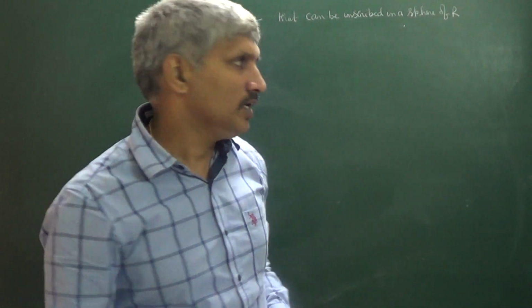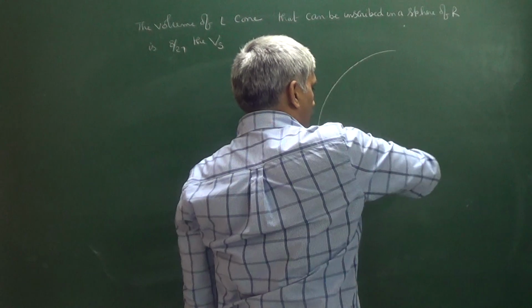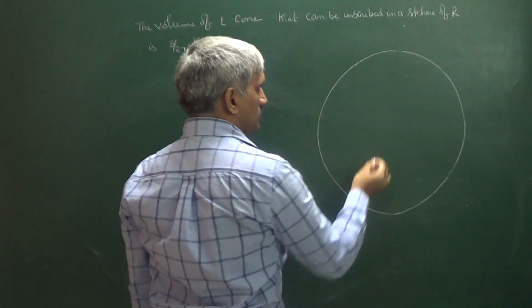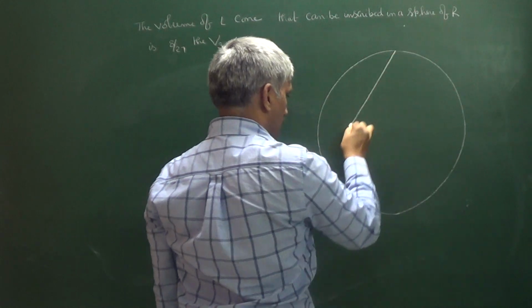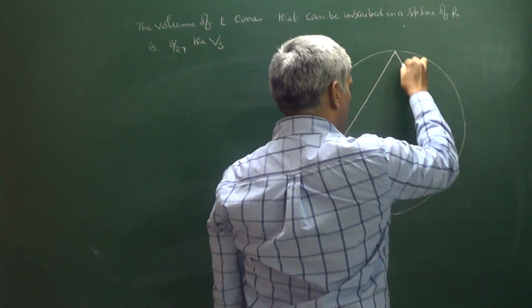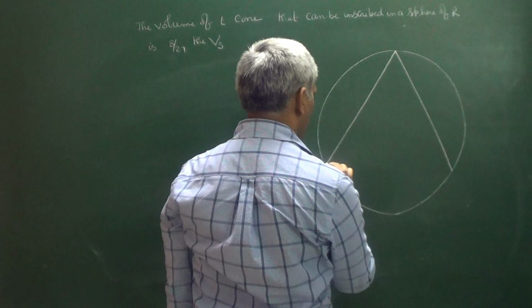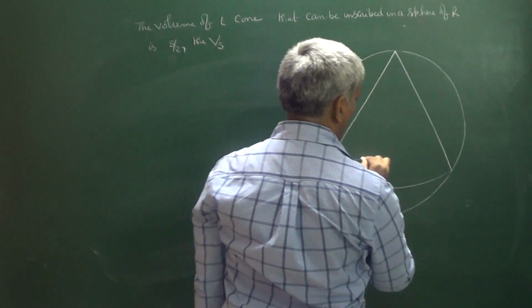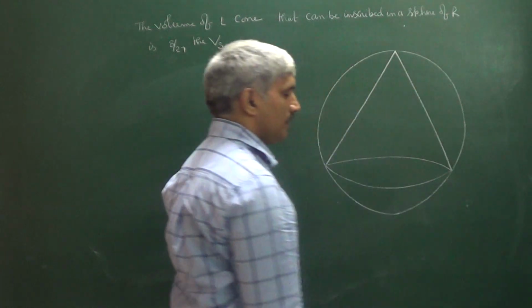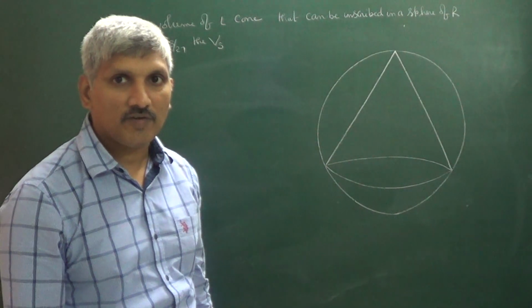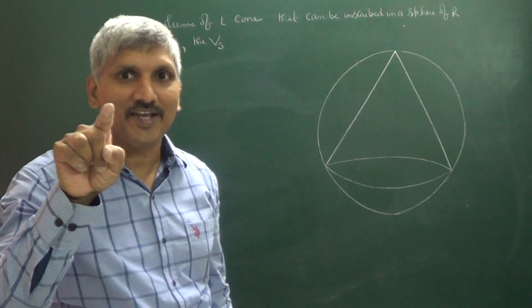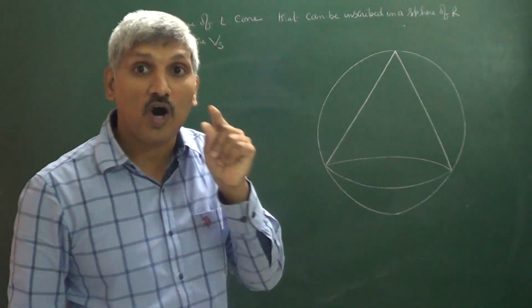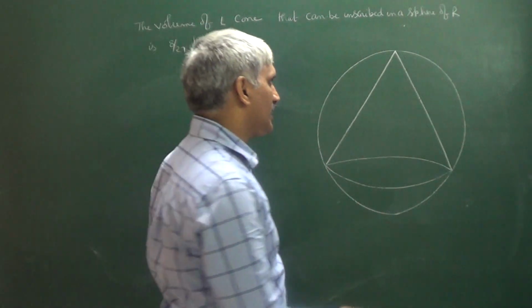What we are doing? This is a sphere. Inside the sphere we are inscribing a cone. This is the cone inscribed in a sphere. So what is the information given? Given a sphere of radius R. That means the sphere is a fixed sphere, so capital R we can take as a constant.